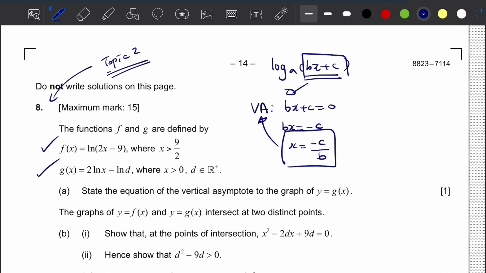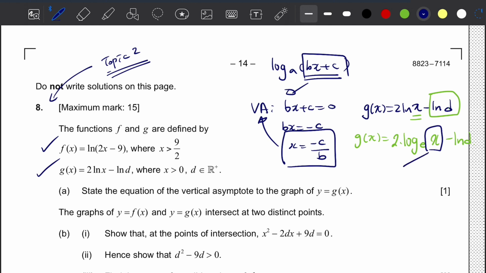Same thing with question A. Since we need to find the vertical asymptote of the function g(x), we know that g(x) is the same as 2 ln x minus ln d. We don't have to worry about the ln d part because it is just a constant. To find the asymptote, we look at the x value here, and 2 ln x is 2 times log base e of x. Using what's inside the logarithm and setting it equal to 0, the vertical asymptote is x equals 0.